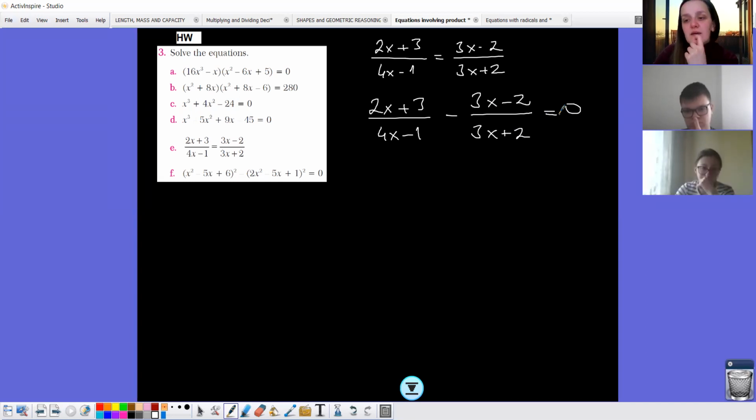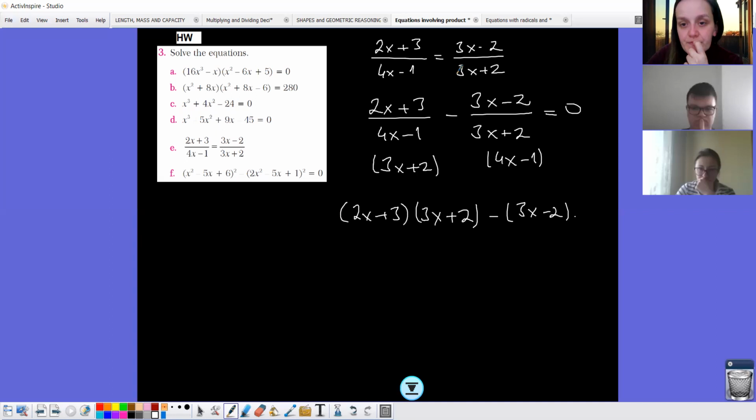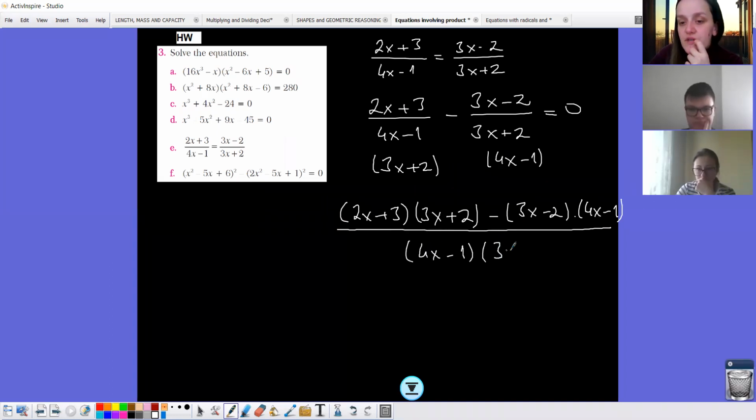Now, the first step is to equalize the denominator. So I will multiply the first one by 3x plus 2 and the second one by 4x minus 1. Then it will become 2x plus 3 times 3x plus 2 minus 3x minus 2 times 4x minus 1 over 4x minus 1 times 3x plus 2 is equal to 0 we'll have.